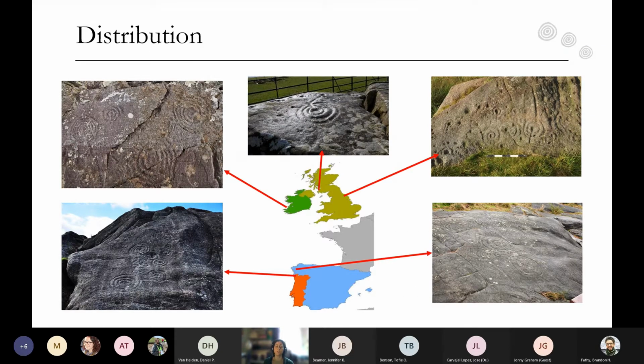In terms of geographical distribution, I've mentioned before that we can find it in a number of countries across the Atlantic facade. Essentially we have the same type of motifs carved on similar types of rocks and open air landscapes in the north of Portugal, in the northwest of Spain, so essentially the region of Galicia, in Ireland, in Scotland, and also in England, particularly in the northwest, but we now have other examples that are coming up in other parts of the country.